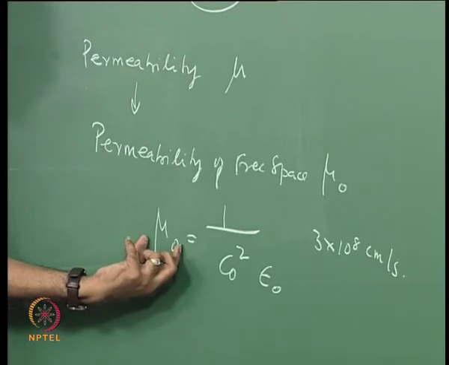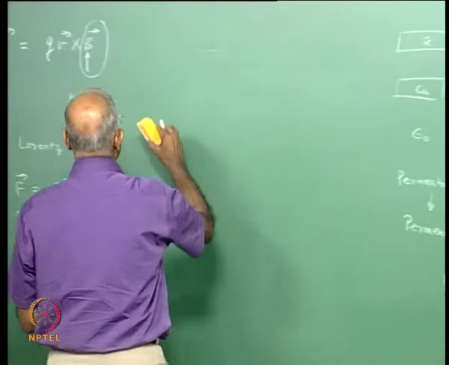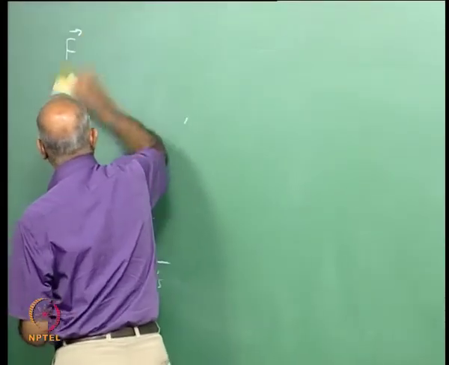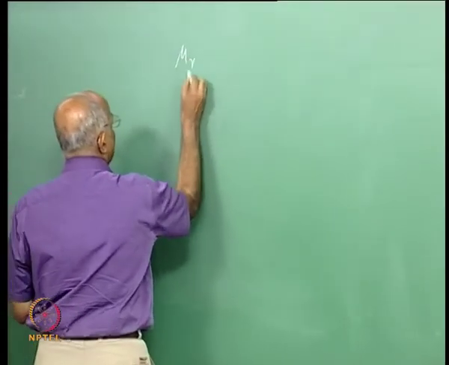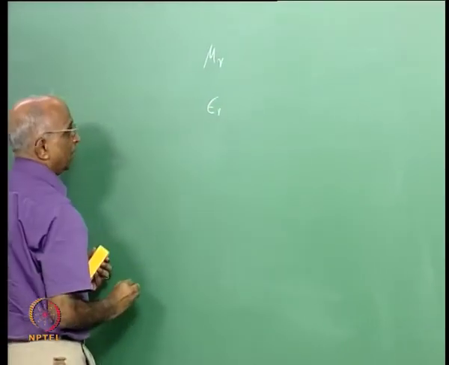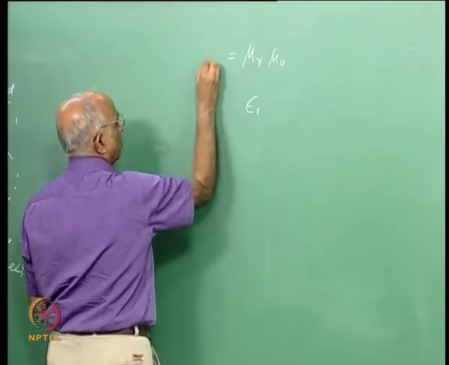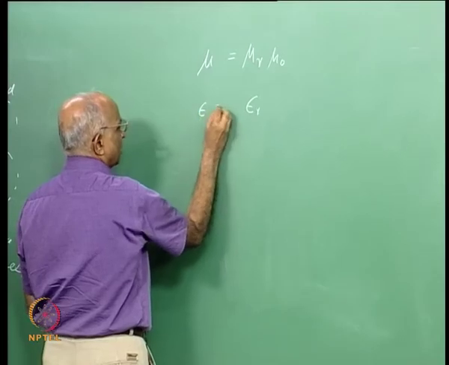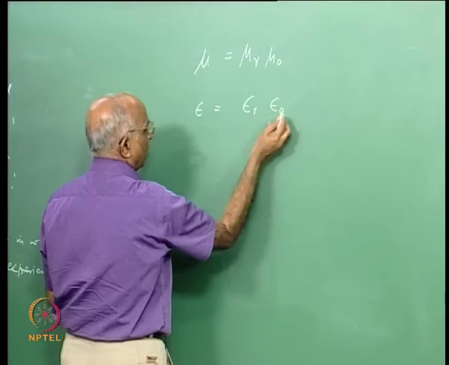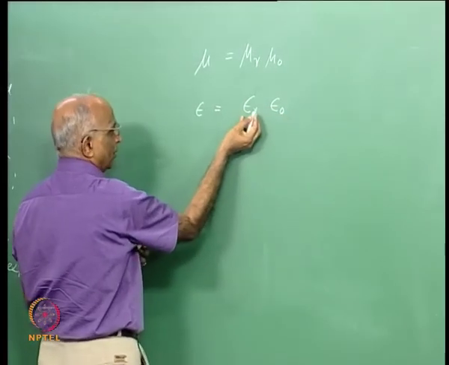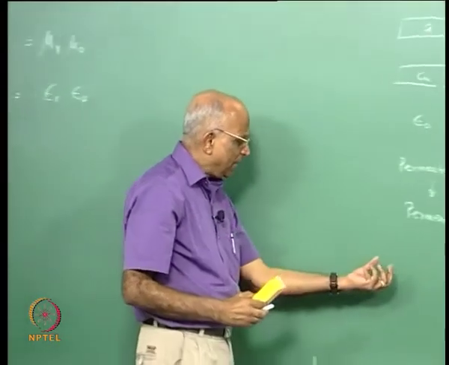I can calculate the permeability of free space, and using this permeability for any substance I define the relative permeability mu r in the same way as I defined the relative permittivity of a body, and I say mu r into mu 0 is equal to permeability of the body, just like we say permittivity of something is equal to permittivity of free space into the relative permittivity. Therefore, we can get the value of this.